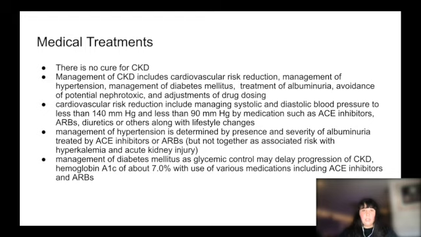Now, the presence and severity of albuminuria, which is treated with ACE inhibitors and ARBs as well, but typically not together as it increases the risk of acute renal injury, determines how hypertension is managed. By maintaining an A1C of roughly 7%, which can be accomplished with the use of ACE inhibitors and ARBs, diabetes care can slow the progression of CKD.